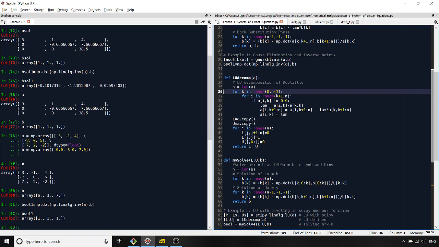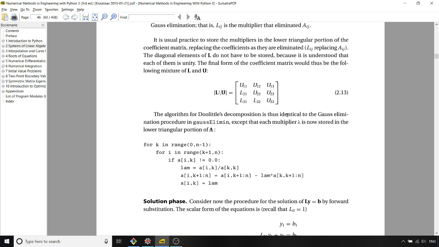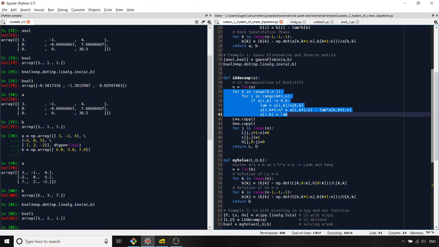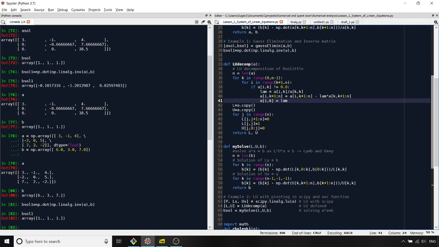From the things we do here, we just get this matrix, which is a combination of lower and upper triangular matrices, and from here we can get the upper triangular and lower triangular matrices themselves. So for that we just copy A to L for the lower and U for the upper matrix.